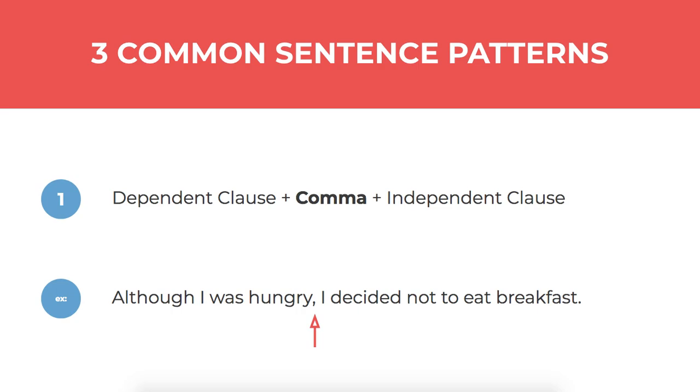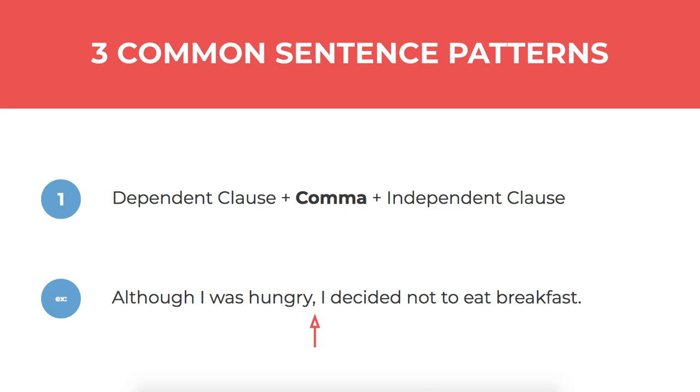So in the first half of that sentence, we have although I was hungry. I as our subject, was as our verb, but we can't just say although I was hungry by itself. That doesn't make sense. If someone just came up to you on the street and said although I was hungry and walked away, you would have no idea what they were talking about, right? So that is a dependent clause. But on the other half of that comma, we have I decided not to eat breakfast. Now that is an independent clause because we have our subject, which is I, we have our verb, which is decided, and it is a complete thought. We could just say that by itself and it makes sense. So our first pattern here is dependent clause plus comma plus independent clause.